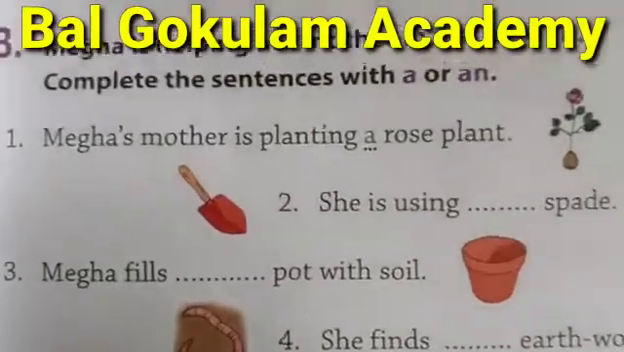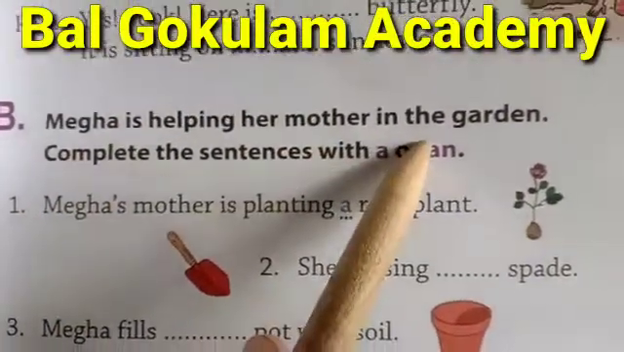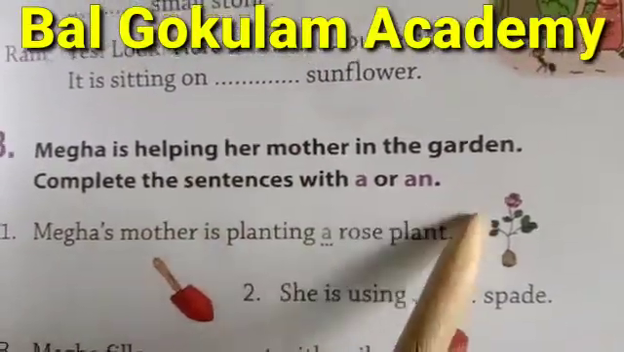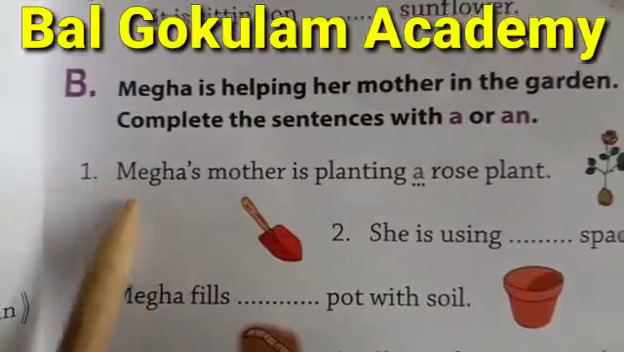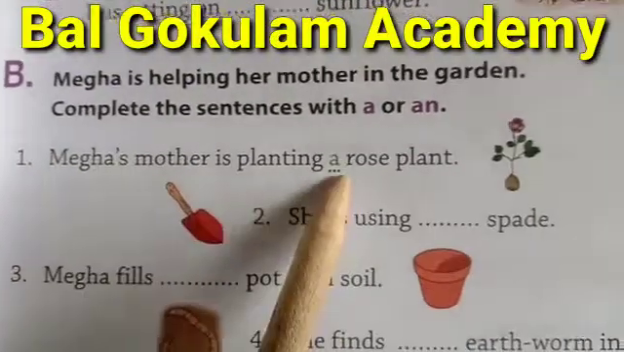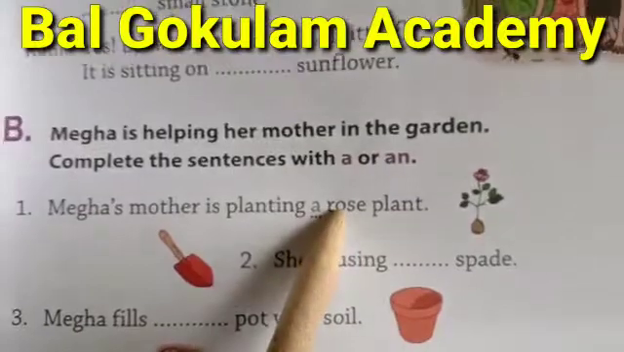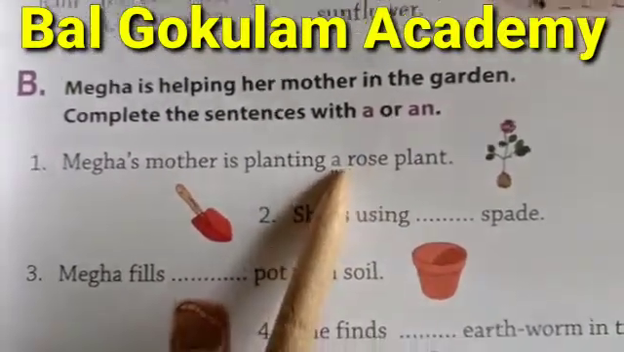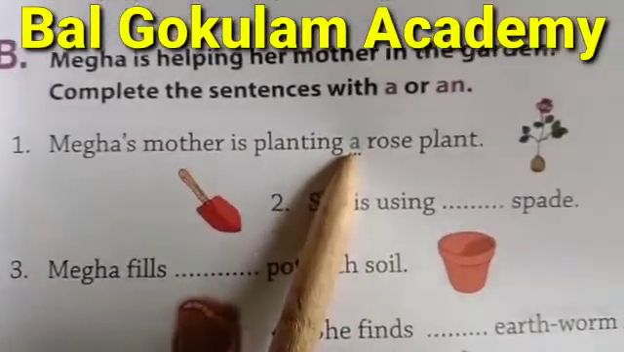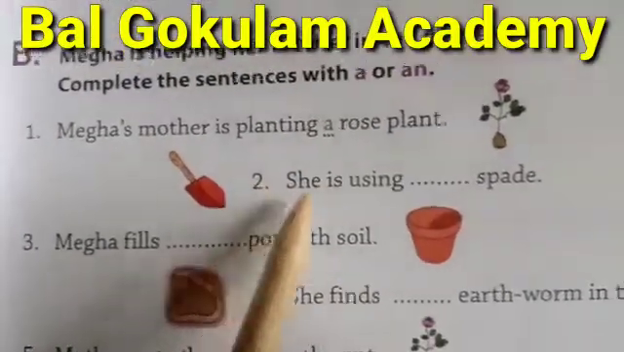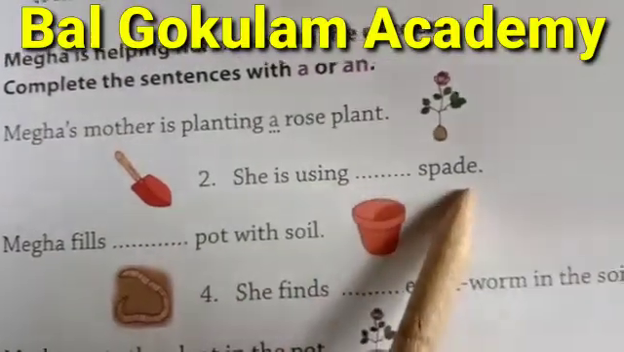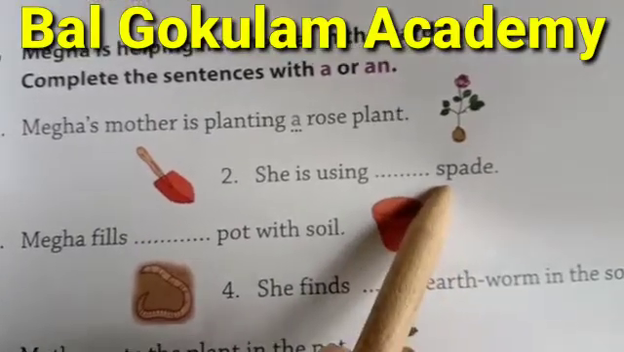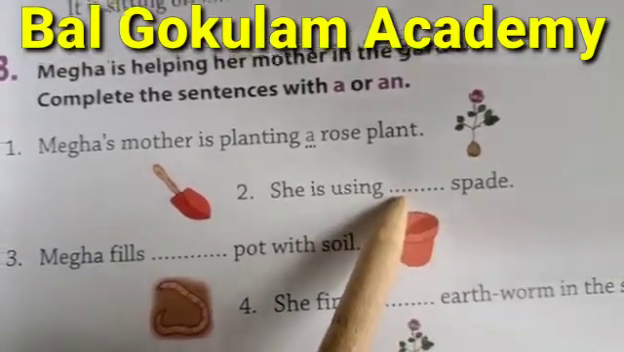Then Megha is helping her mother in the garden. Complete the sentences with a or an. First, Megha's mother is planting a rose plant. Here the word rose starts with the consonant sound, so we use here the article a. Second, she is using a spade. Spade begins with consonant sound, so you use here the article a.